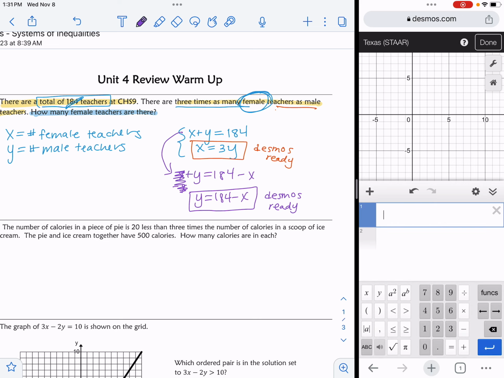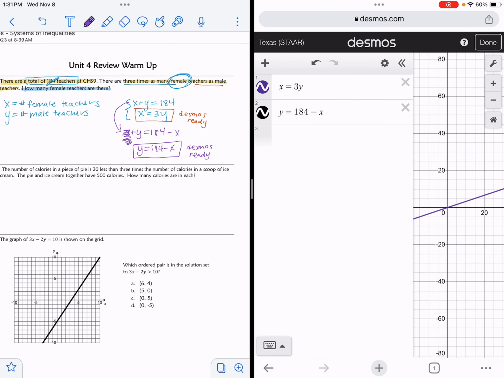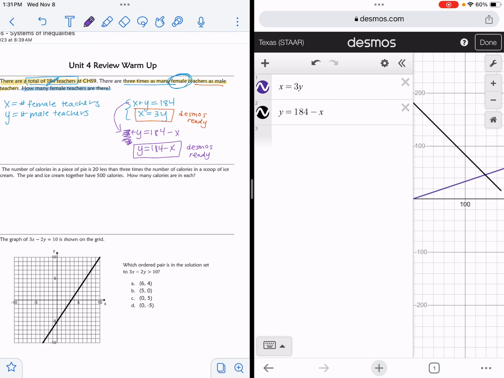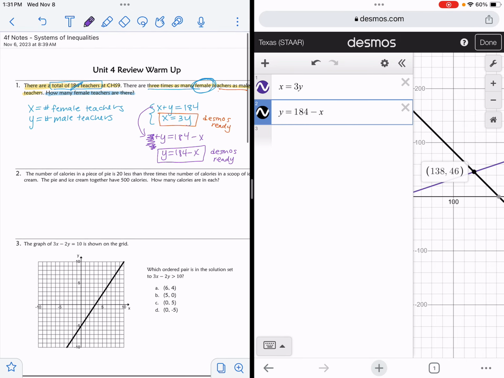Okay, and so I'm going to type in the orange one first. X equals 3y. And then y equals 184 minus x. And then that 184 is kind of big, so you're going to have to hunt for that. Zoom out a little bit. And then click on the intersection. The x ends up being 138.